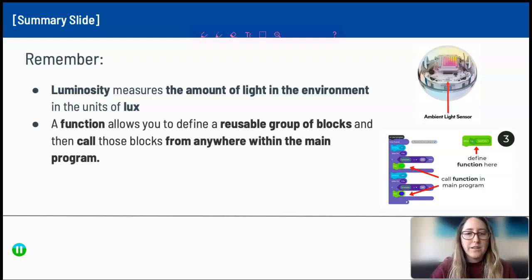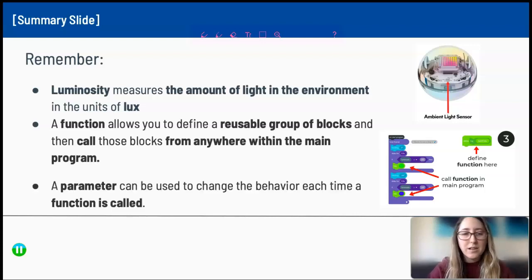The function allows you to define a reusable group of blocks and then call or use those from anywhere within the main program, which is what we're doing with tug. And the parameter is used to change the behavior each time the function is called. And you're going to define that parameter, which is going to be team color. And there's a few other things you'll have to add in there.